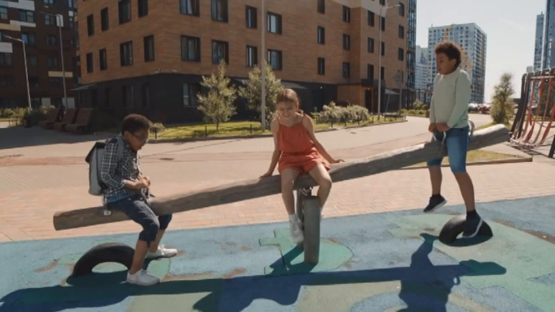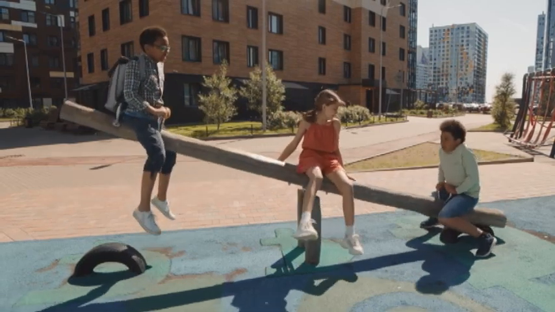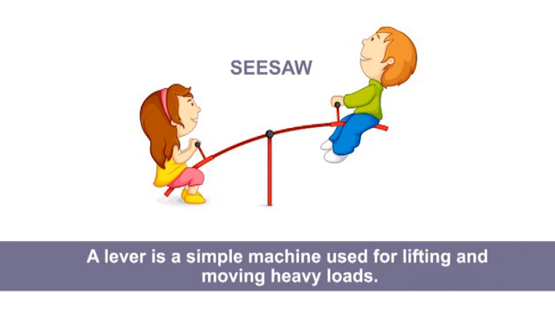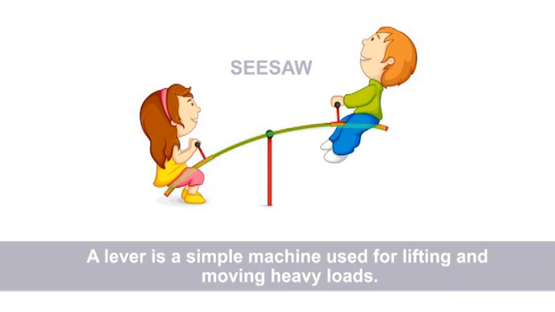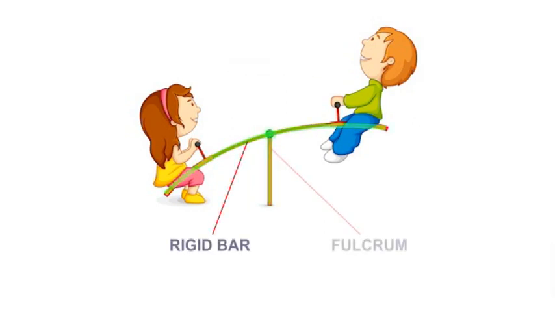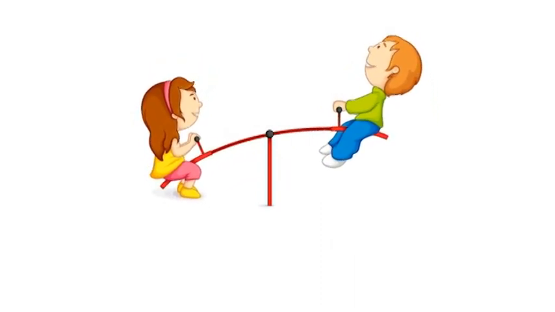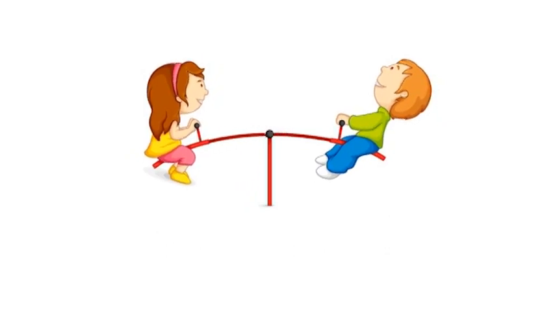Have you ever ridden on a seesaw? How does it work? Look at this illustration of a seesaw. A seesaw is an example of a lever. A lever is a simple machine used for lifting and moving heavy loads. It is made up of a rigid bar supported by and pivoting about a fulcrum at some point along its length so that an effort applied at one point can be used to move the load at another point.